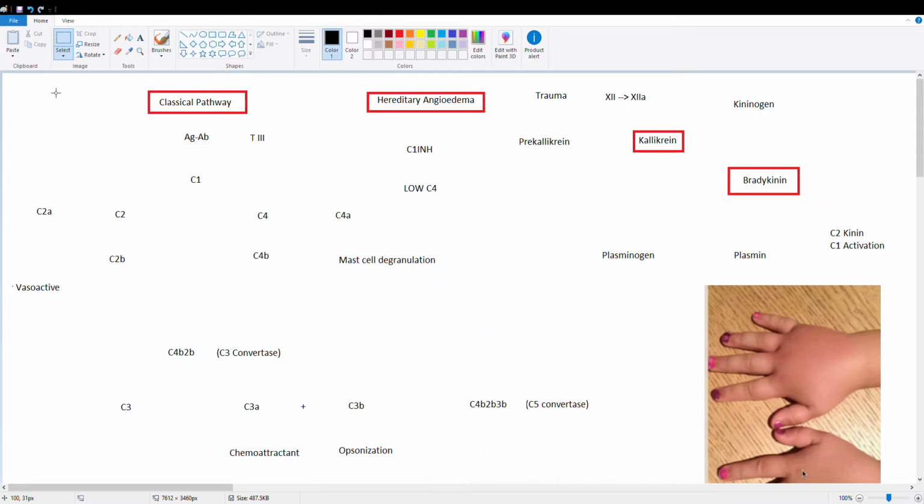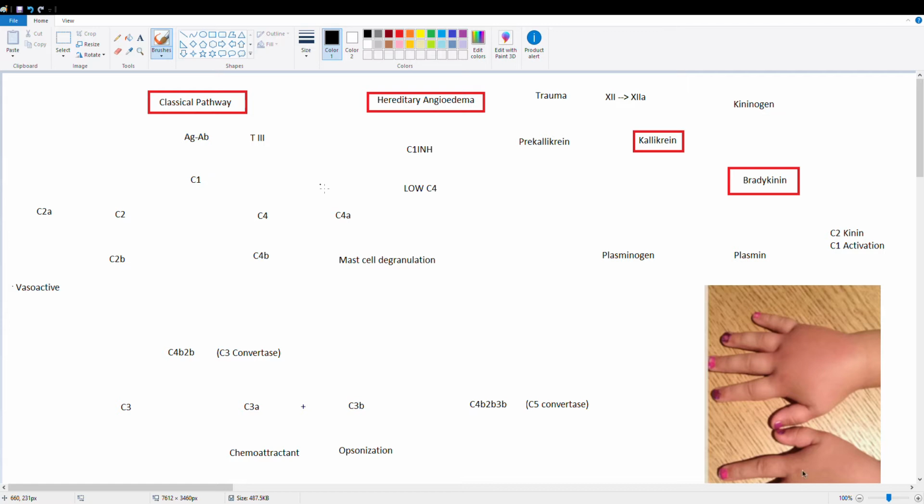Hello, so today's video is going to be on the complement cascade, and we're going to talk about the classical pathway. I'm also going to have two other videos on the alternative pathway and one on the Mannose binding lectin pathway, and I'll make a little playlist for you guys so you can have all three of them and follow along on that. So, classical pathway, what's going on?